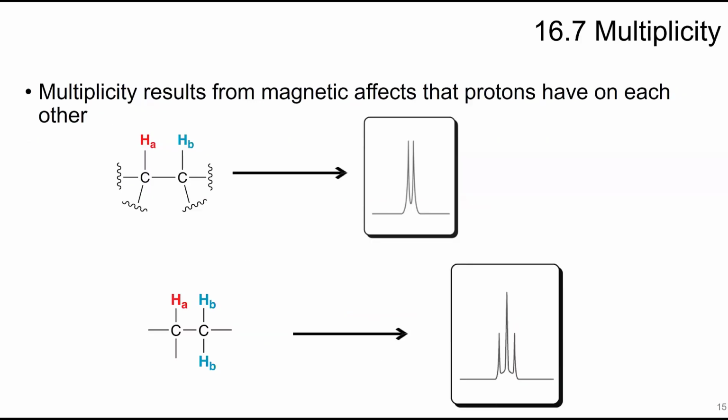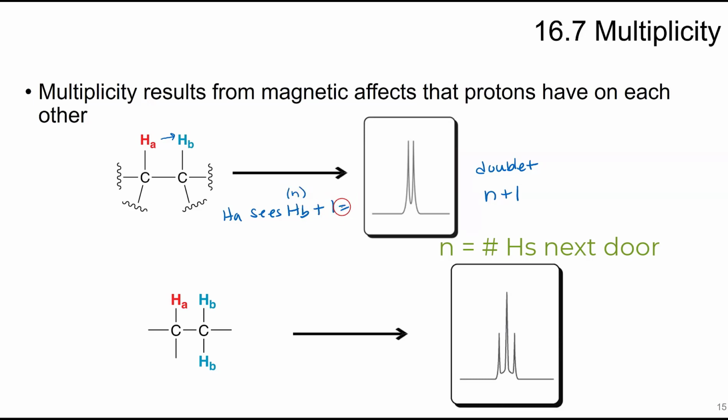Multiplicity results from magnetic effects that protons have on each other. So HA can see HB. This one can see the one next door. So that would show up as a doublet. So you have the N plus 1 rule. If HA sees HB, and you add 1, so this is N, that equals the doublet. This HA sees 2 protons, so N equals 2, plus 1. So we have a triplet here, because HA sees the 2 protons.